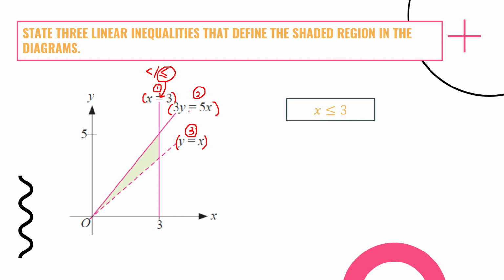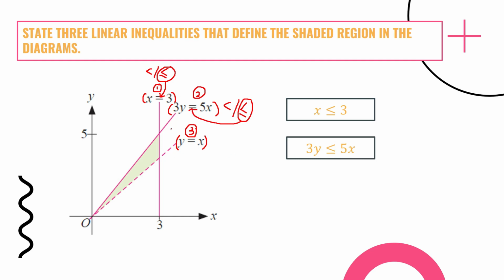And then the second one is 3y equal to 5x. From this line we can see that the shaded region is below. If it is below, we also use lower than or equal. We choose by checking what type of line. This line is a solid line, so we also use lower than or equal. Then we replace the equal sign. So the second linear inequality is 3y lower than or equal to 5x.